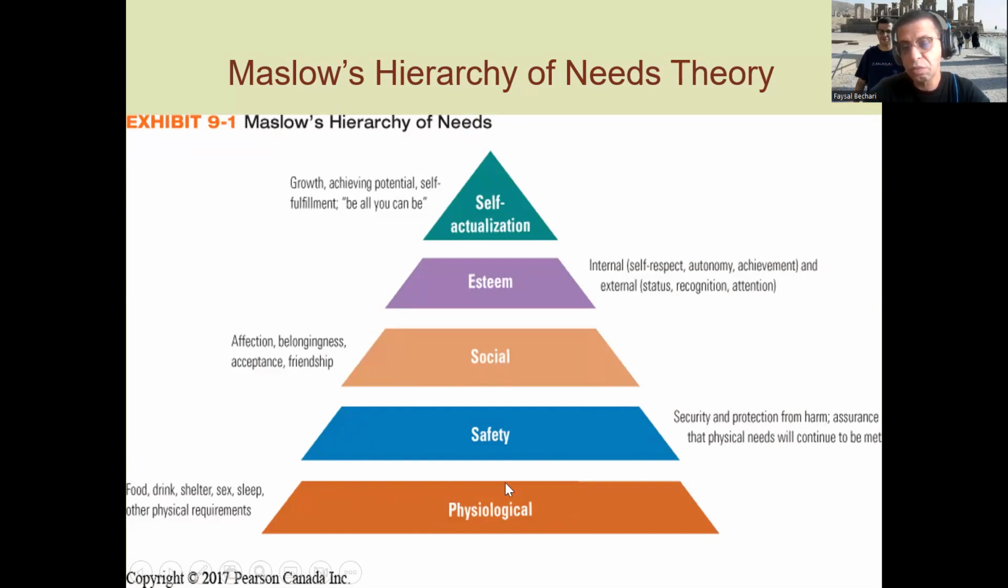If you look at it, he starts from the bottom. You need to satisfy the physiological needs before the safety needs are triggered. Once the physiological need is satisfied, the safety need is triggered, and the physiological need is no longer a concern of the individual, who moves to safety. Same thing, once this is satisfied, the social need is triggered. For example, the physiological needs could be food, drink, shelter, sex, sleep, and other physical requirements.